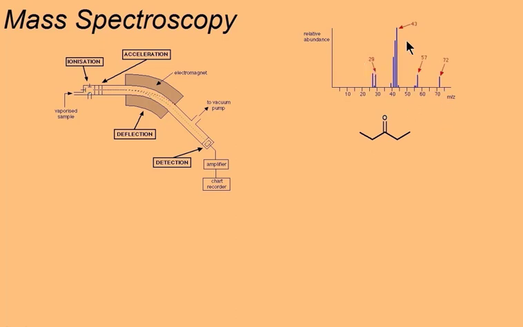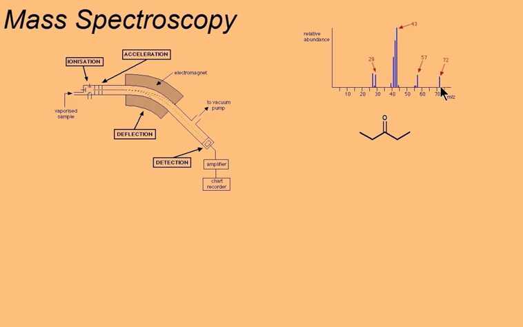This is based on the base peak, which is the most abundant fragment found, and everything else in the relative percentage is based on the abundance of that most commonly seen fragment. So it's given a value of 100%, and everything else is compared to the relative abundance of that base fragment.